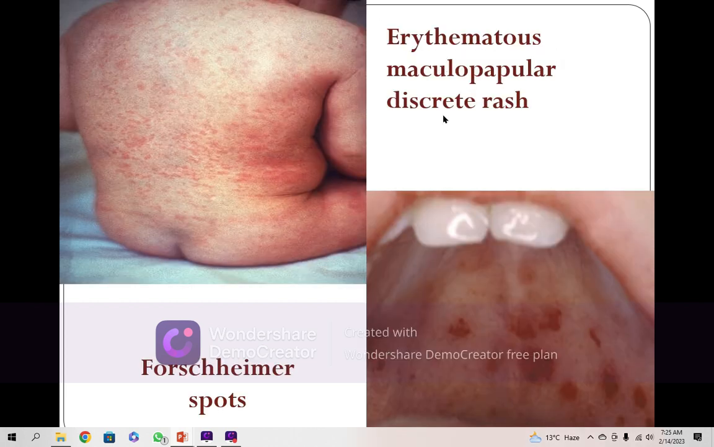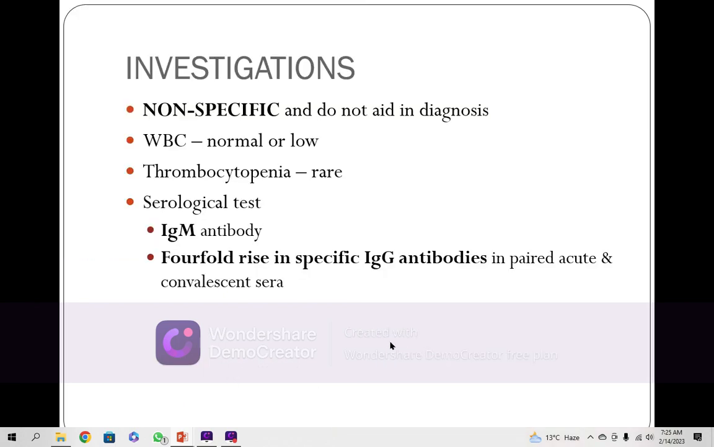Erythematous maculopapular discrete rash. Here are the Forchheimer's spots, like this, on the palate. A very significant sign, although it is seen in other viral conditions also. Investigations are non-specific and do not aid in the diagnosis.